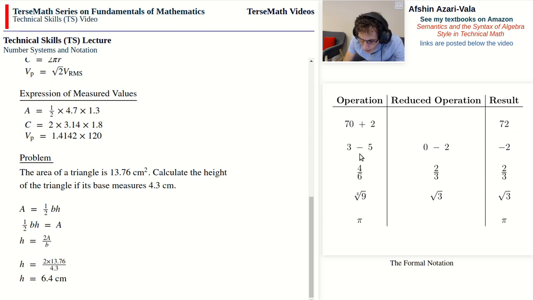Same thing here, 3 minus 5, and the reduced operation is 0 minus 2. You can always get the reduced operation if you reduce the subtraction much the same way as you reduce the division, except with subtraction, you subtract equal quantities from both operands. So I can subtract 3 from both of these operands, and if I do 3 minus 3, I get 0.